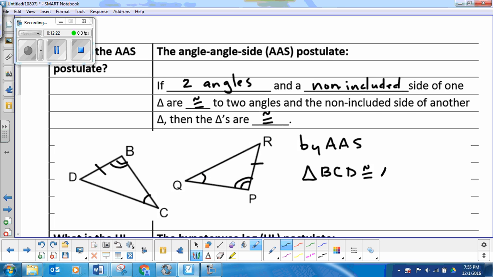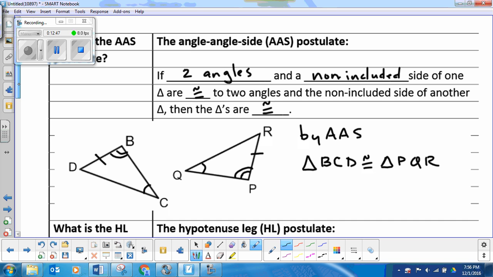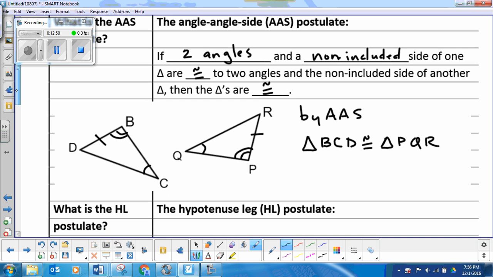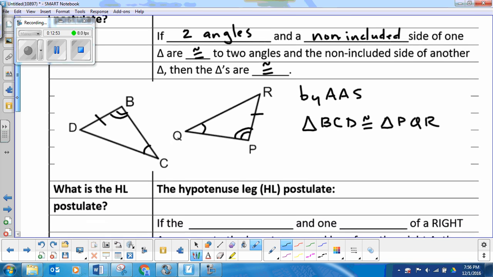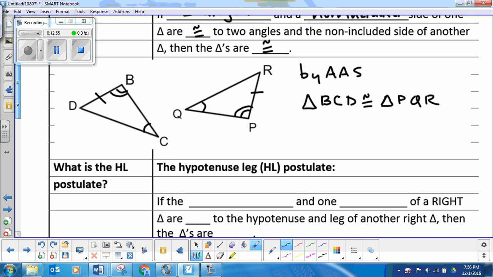So our congruency is going to be triangle BCD is congruent to triangle PQR. Right? These paths are sometimes a little more challenging to follow, but you will see the exact same path in both triangles. And as long as you're hitting all of the same markings as you go, you're going to be fine. All right, so make sure you have that written down. And we will get to the final postulate for congruency.